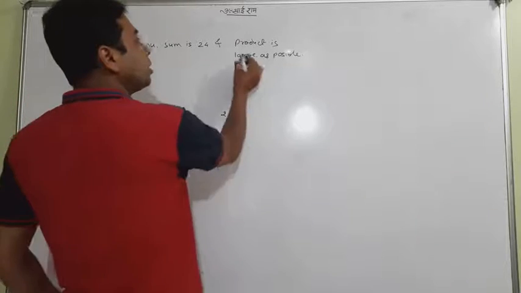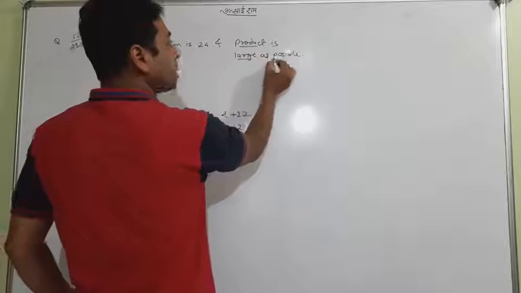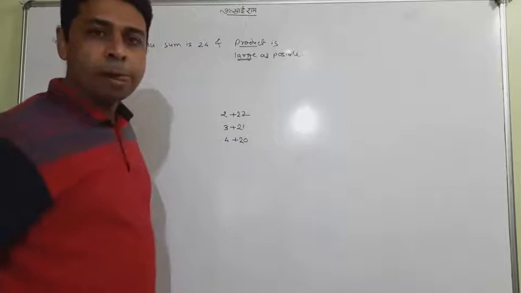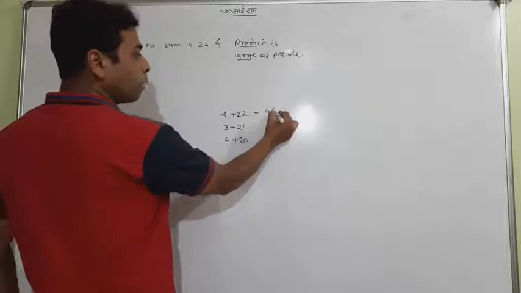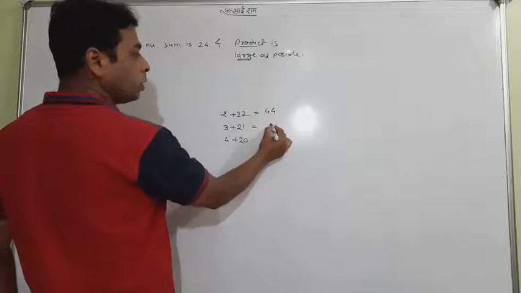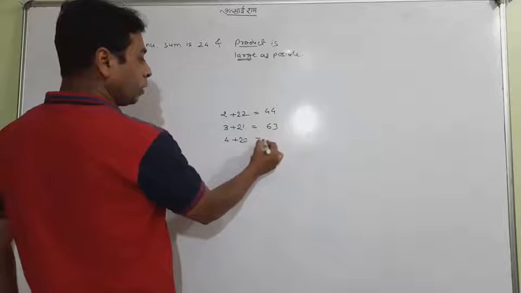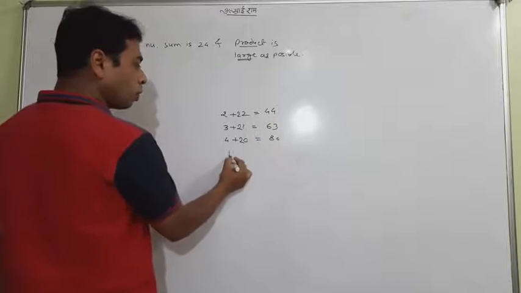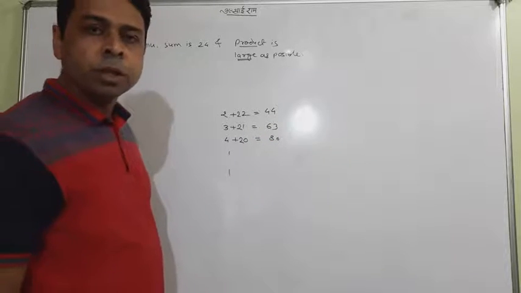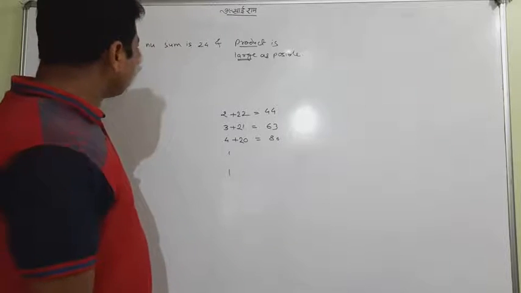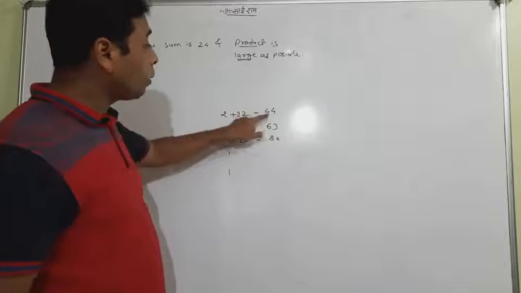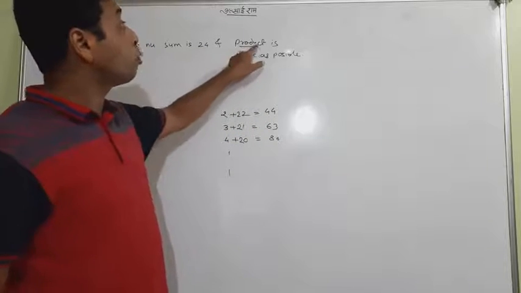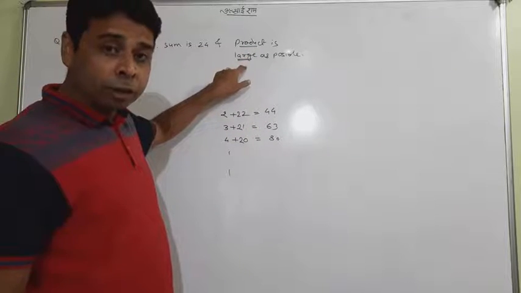But the question says their product must be maximum. Large means maximum. If you go on like this, the product of these two numbers is 44, the product of these is 63, the product of these two is 80, and lots of options may be there. So we have to search for two numbers whose sum is 24 but whose product should be large.